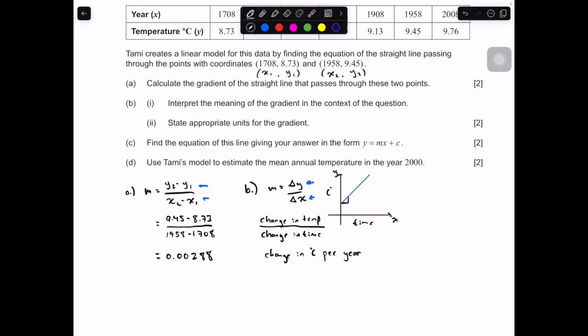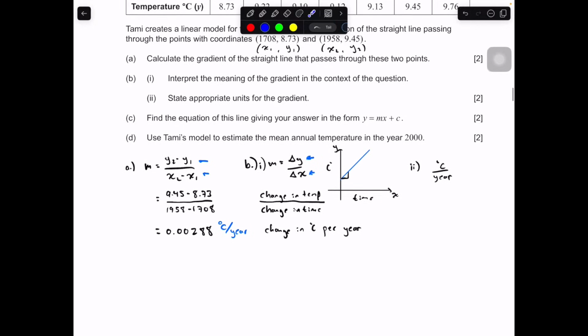State appropriate units for the gradient. So this would be part 2. Part 2, appropriate units. So if we're talking about, once again, change in y over change in x, we're talking about degrees Celsius per year. That would be fine for our units. So what we actually have is 0.00288 degrees Celsius per year. And that's what this slope means, this gradient. We know that we change by just a small fraction of a degree every single year, according to our model.